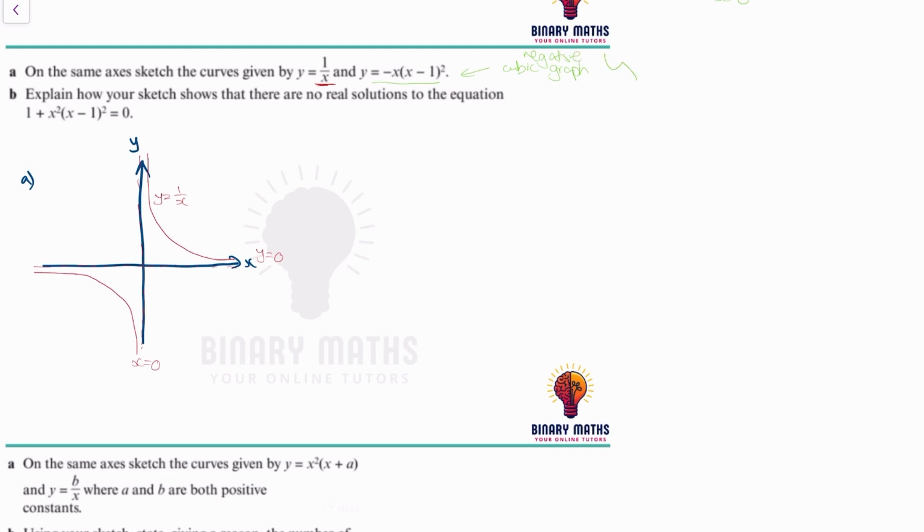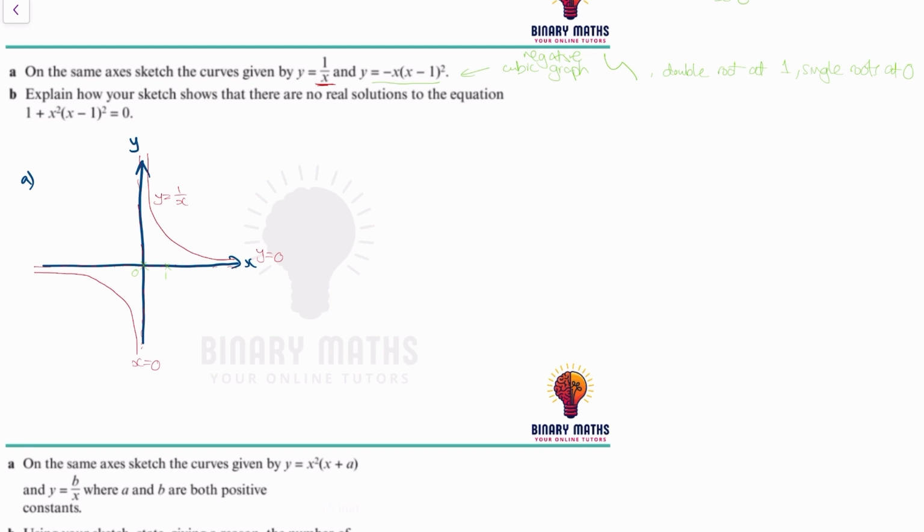It's got a double root at 1, and a single root at x equals 0. So it's going to cross over at x equals 0, so I'm just going to label it as 0. At 1, it's going to bounce off it because it's a double root.